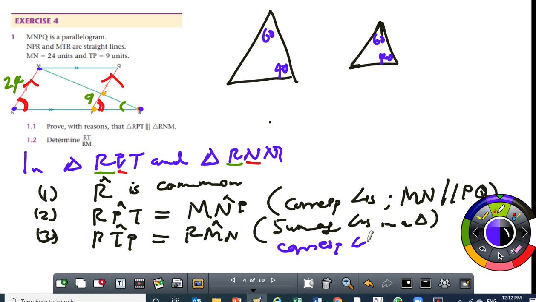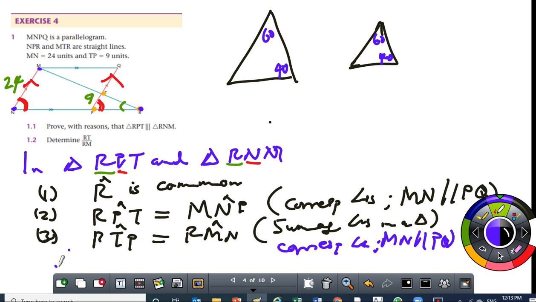Then I have to state the lines that are parallel. This MN is parallel to PQ. I can also give another reason, which is called remaining angles of a triangle. Okay? Remaining angles of a triangle, but I'm not going to write that down. But those two are the best two. So what's the first reason? Sum of angles in a triangle. And the other one, corresponding angles, because MN is parallel to PQ.